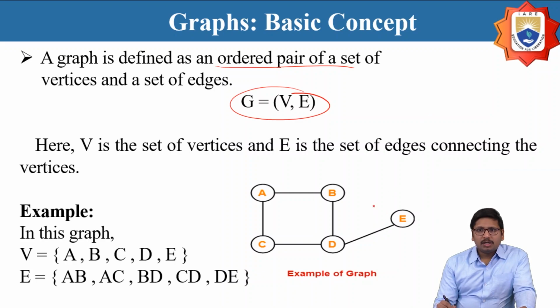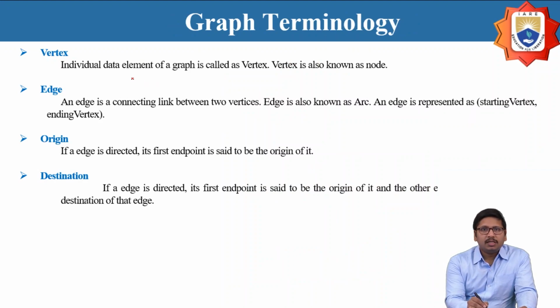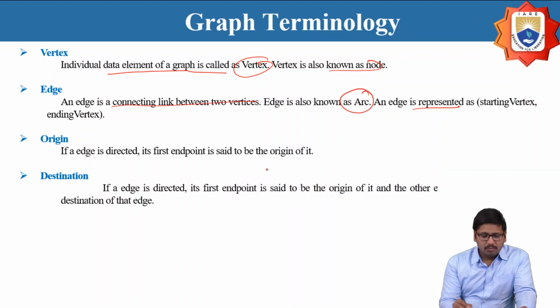Suppose I consider a graph here. The vertex set is A, B, C, D, E, and the edge set is AB, BD, CD, and AC. And what is a vertex here? A vertex is an individual data element of the graph, and it is also called a node. An edge is a connecting link between two vertices, also represented as an arc, and an edge is represented by a starting vertex and an ending vertex.